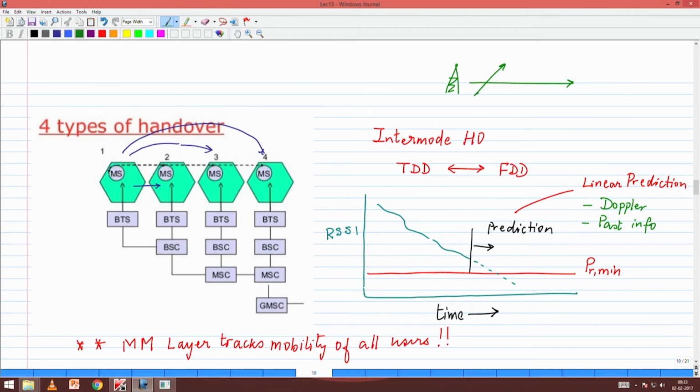So if you look at the rate of change, then you say, no, this guy's got low Doppler, but things are changing pretty fast. So therefore, you want to keep track. And as I mentioned again, mobility management has to take care of all of this.